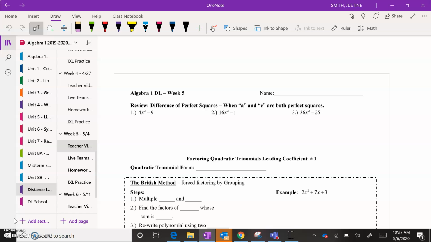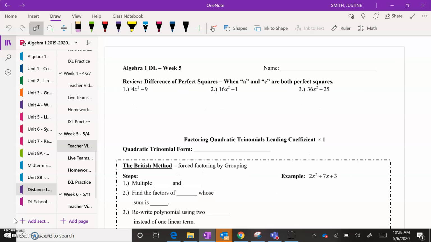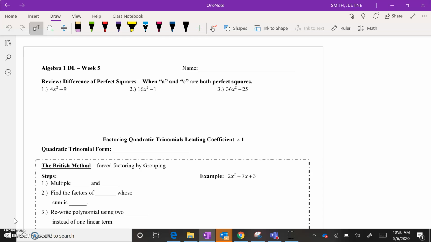So before we get started with the new stuff, we're just going to do a quick review here of difference of two squares. Okay, so remember we can do this when the first value is a perfect square and the second value is a perfect square, and it's a difference, so it's subtraction here. Okay, so for this one, we could do 2x minus 3 and then 2x plus 3.